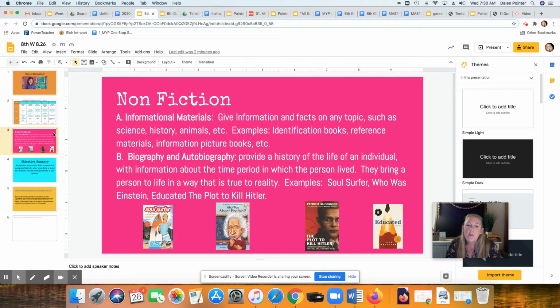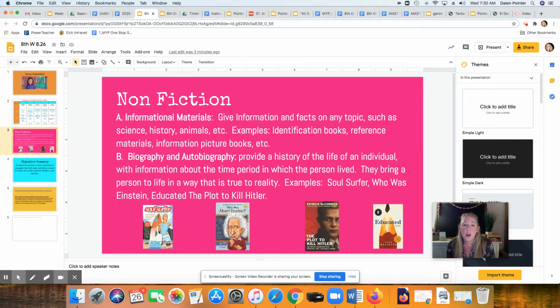Then we also have biographies and autobiographies. Those provide a history of the life of an individual with information about the time period in which the person lived. They bring a person to life in a way that is true to reality. Okay, and so some examples of nonfiction, and really this kind in particular, are right here.